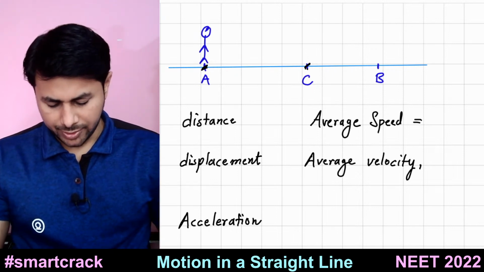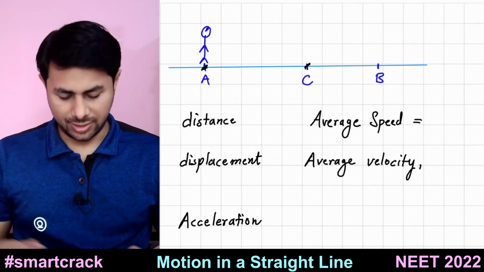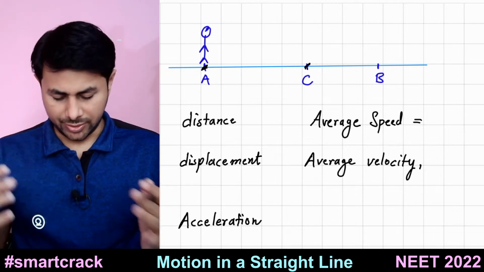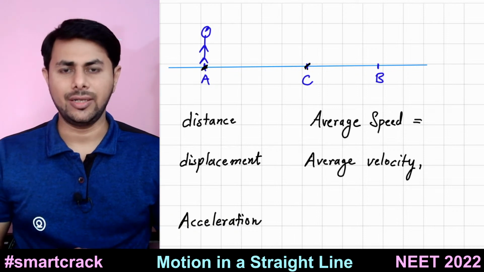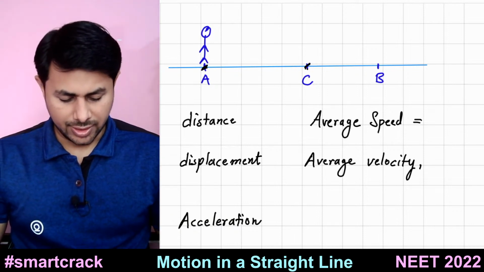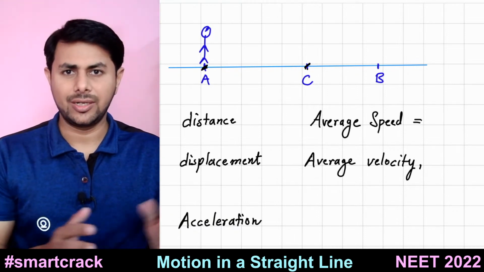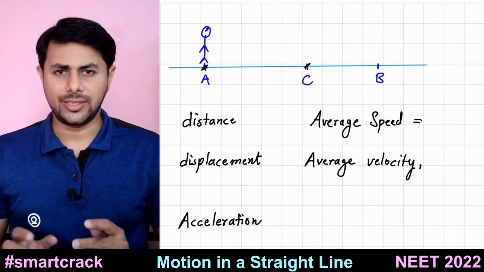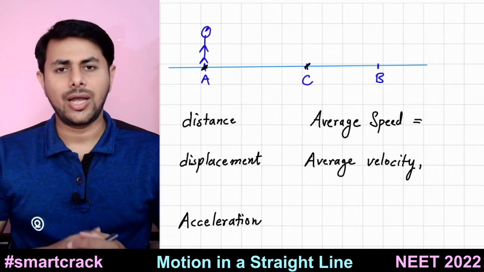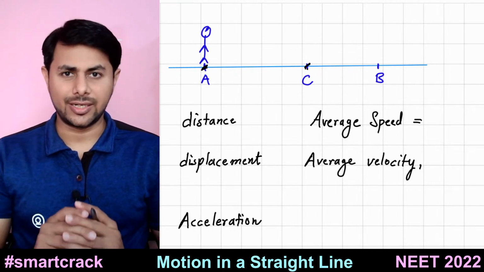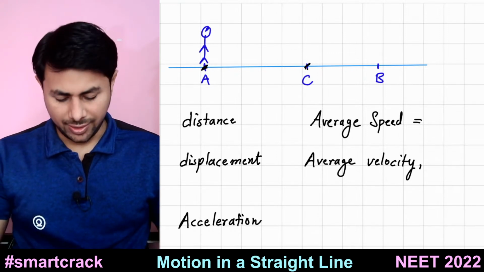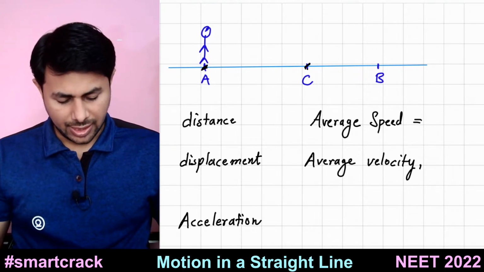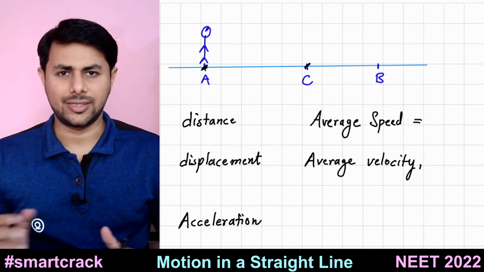So, let's suppose that this is me and I go along this straight road. Let's suppose I start from this point A, I walk till this point B, I stop there, and then I return from that point and I go to the point C and stop. So I would like to define few terms regarding this motion. The terms are distance, displacement, average speed, average velocity, and acceleration.